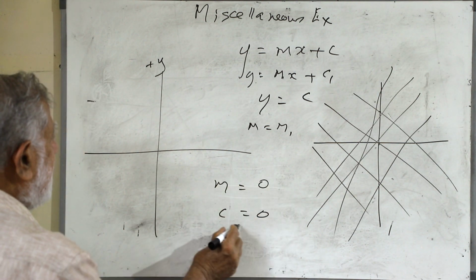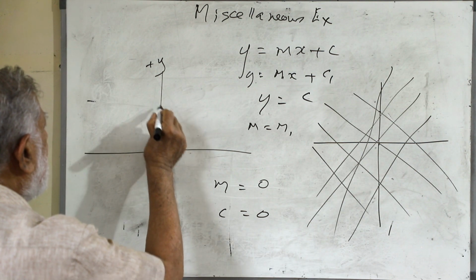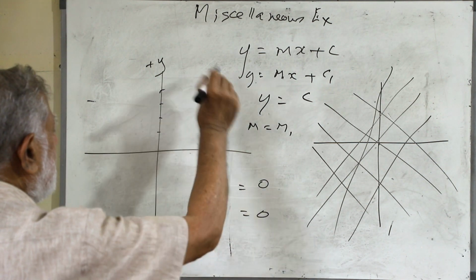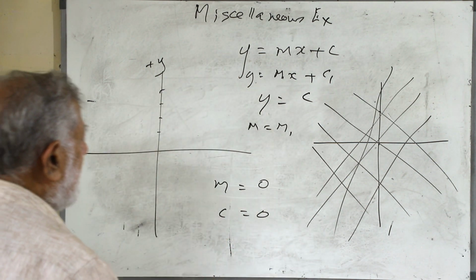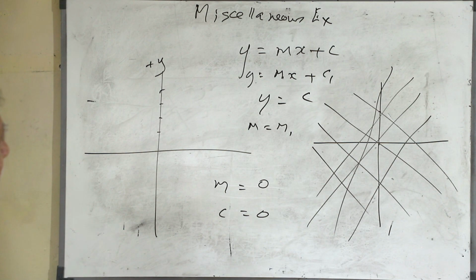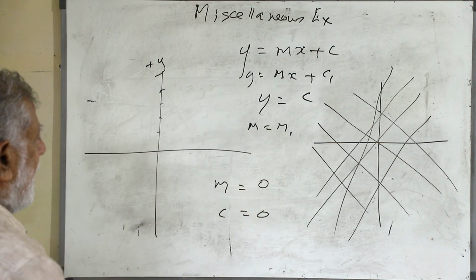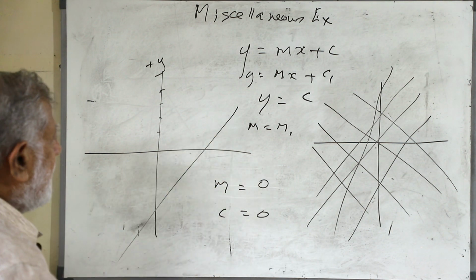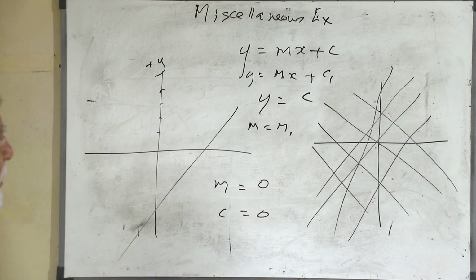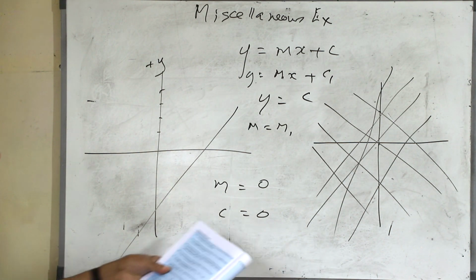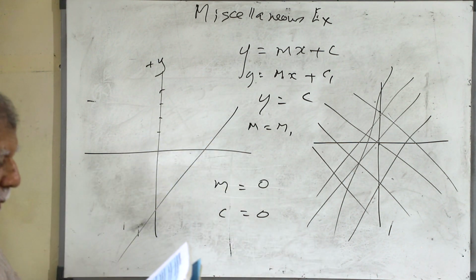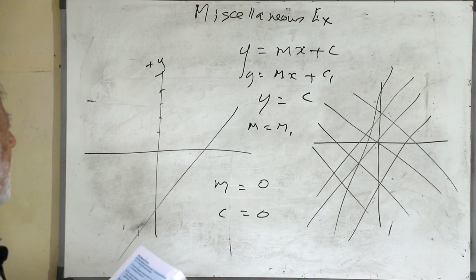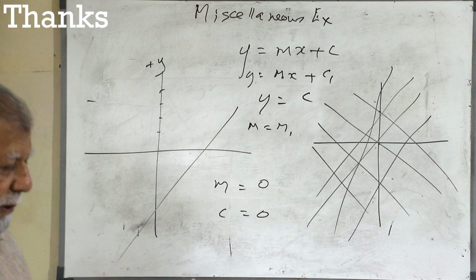So definitely when c is greater than 0, it will be somewhere here. So the line will intersect the y-axis above the origin only when c is greater than 0. But m is greater than 0 means the gradient can be anything, any gradient. So it can be like this even. Here m is greater than 0, say m is equal to 5, m is equal to 3, like that. But c has to be greater than 0 for the graph to cut above the x-axis.